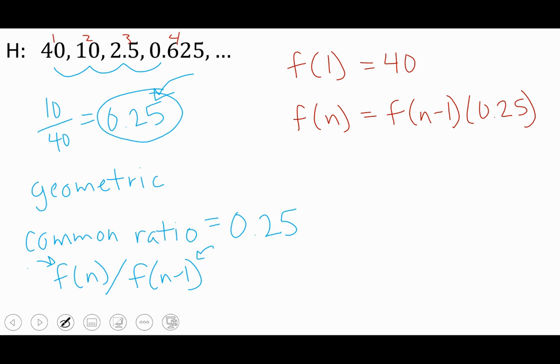And then the last part, because there's always these three parts for recursive definitions, is to state the domain. So again, the beginning term is already defined. You have to use the equation for the rest of the terms. And so the rest of the terms starting when n is greater than or equal to 2, we use that formula to find them. Okay, so that was the recursive formula.